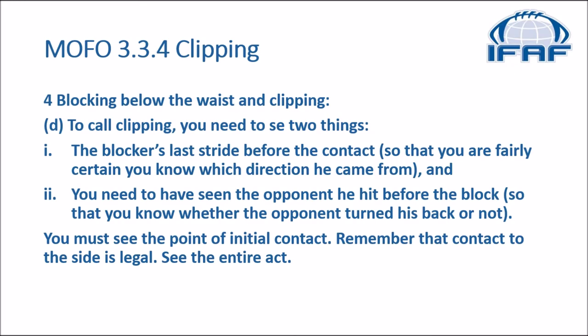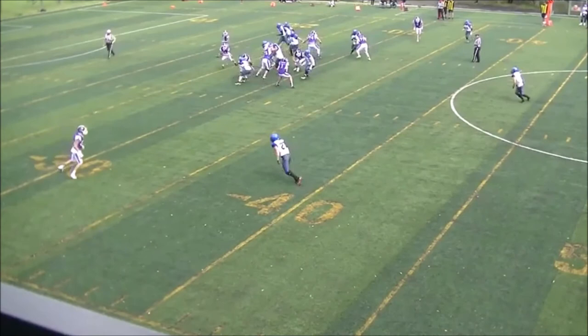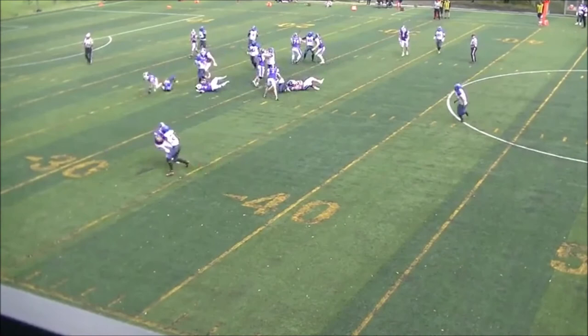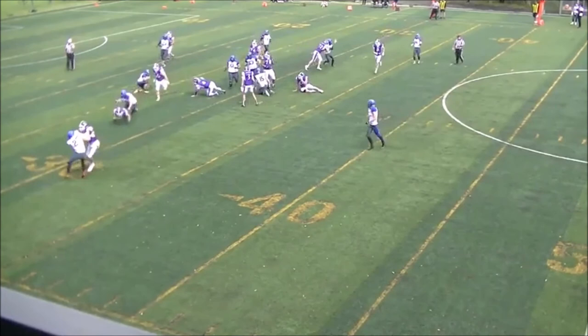In this first play, we're going to have a look at the center who's coming out and initiating contact with the middle linebacker there. And this is clearly from behind, it's below the waist, probably even below the knee. So even in the tackle box, this would have been a personal foul for clipping. So well done by the umpire to move around and spot this and get the flag down.